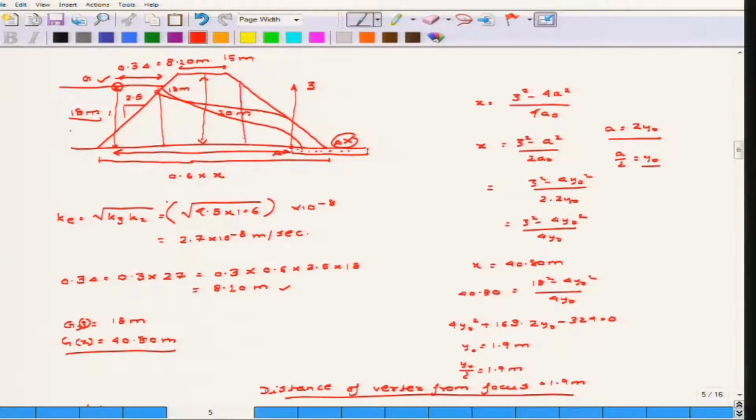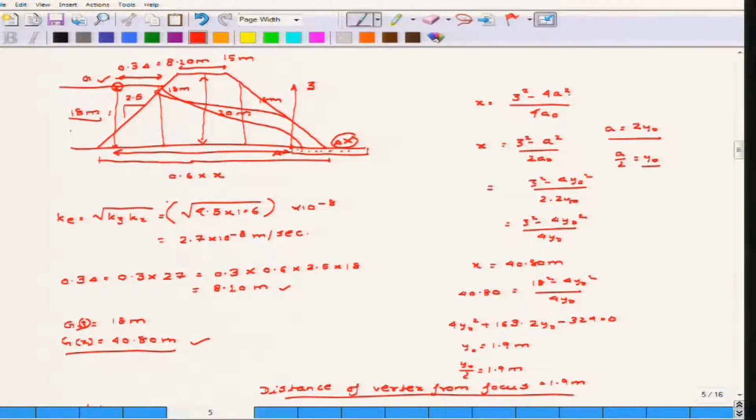Similarly, this length is also 18 meter. So, multiply by 2.5 and you will get all the required lengths. So, from there we found out that Gx is equal to 40.80 meter. Once we found out Gx, since that point already lies on the parabola, what we do is substitute that value of x and z in the original parabola equation.